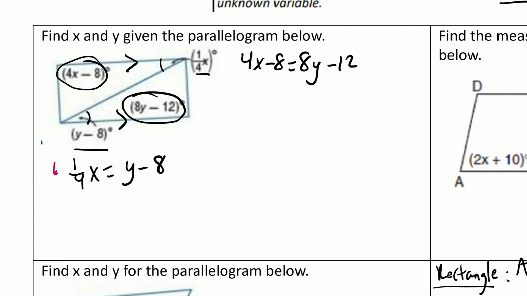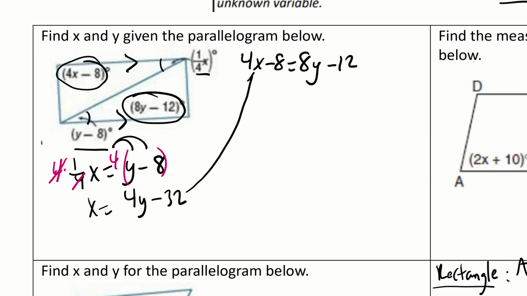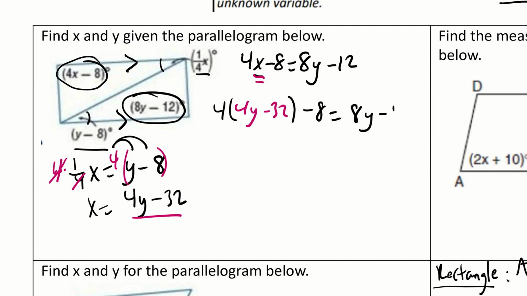Now what I can do is solve for x, which is what I'm going to do here. I'm going to multiply by 4 on both sides. So I get x equals 4y minus 32, distributing the 4 times y and 4 times 8 is 32. Then I'm going to plug this into the other equation, and that will help me convert it into an equation that consists entirely of y's instead of x's and y's. So if I plug that in, I get 4 times 4y minus 32, minus 8 equals 8y minus 12.